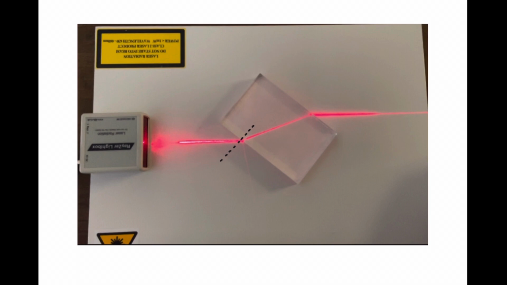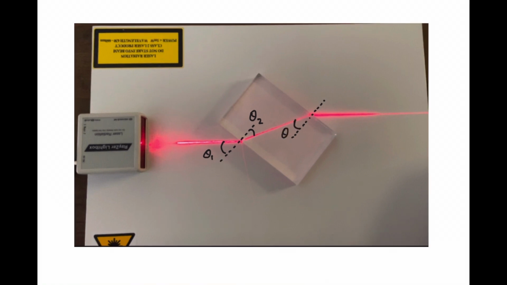Okay, so let's analyze this image here, which you just saw in the previous clip. Here the dotted lines are representing the normal lines, which are always at 90 degrees to the boundary. Theta 1 is my angle of incidence and theta 2 is the angle of refraction. And then I've also labelled 2 more angles, theta 3 and theta 4, to show the angles of incidence and refraction at the other boundary.